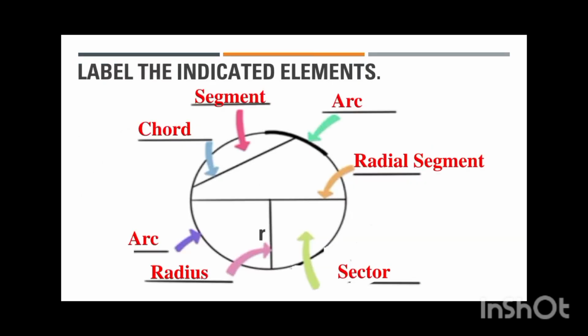Then we have: label the indicated elements. If you look here, this line is a chord, and this is the arc, and this area inside it is a segment, and this is again an arc. This R is representing the radius, this half is representing the radius, this part inside is a sector, and this line is a radial segment.